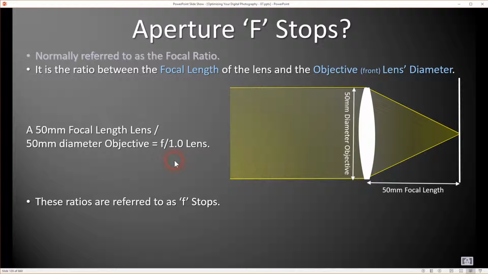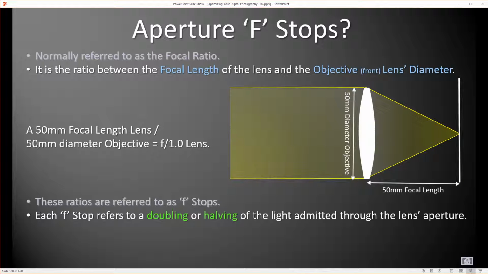Now these ratios are referred to as f-stops, and each f-stop refers to a doubling or halving of the amount of light admitted through the lens's aperture. So as these lenses become narrower, smaller in size, or we introduce a diaphragm to artificially make the lens aperture smaller, then each stop that we dial in or dial out doubles or halves the amount of light getting through onto the sensor.